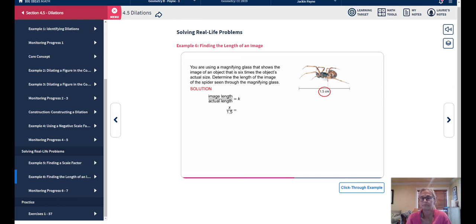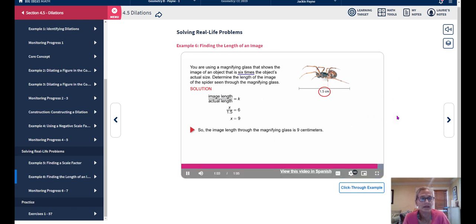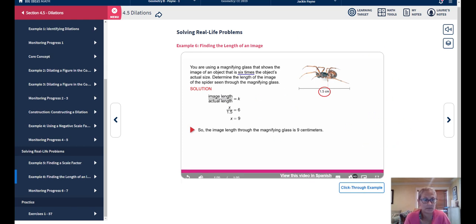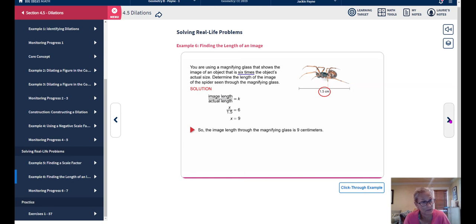You are using a magnifying glass that shows the image of an object that is 6 times the object's actual size. So the scale factor k is 6, which gives you the equation x divided by 1 5/10 equals 6. Multiply each side of the equation by 1 5/10, and x is equal to 9. So the image length through the magnifying glass is 9 centimeters. And again, very straightforward, but that helps give you an idea of real life examples.